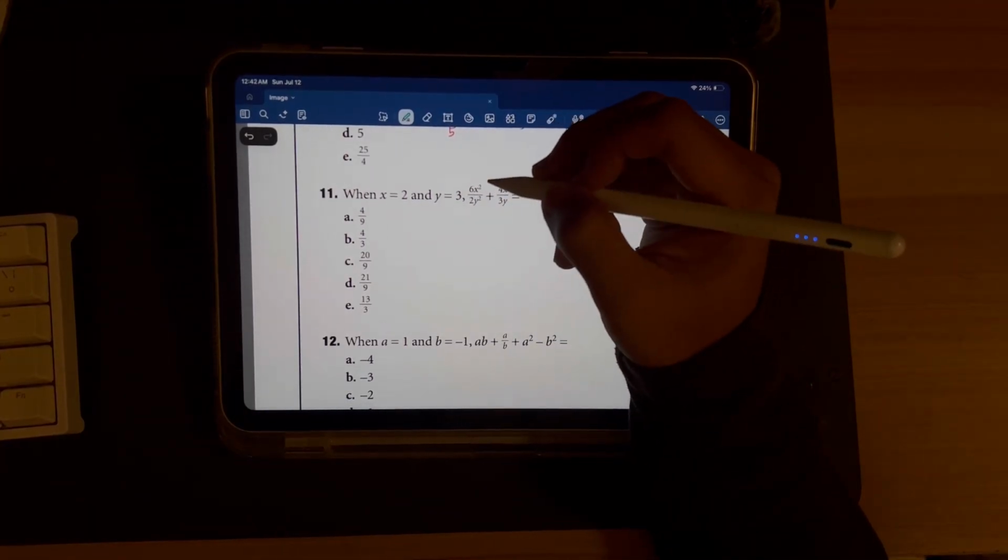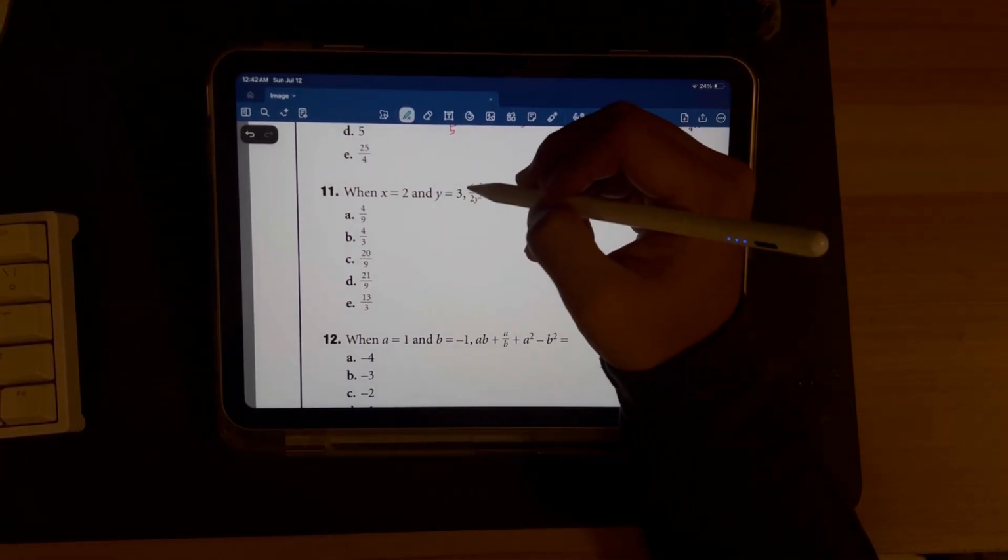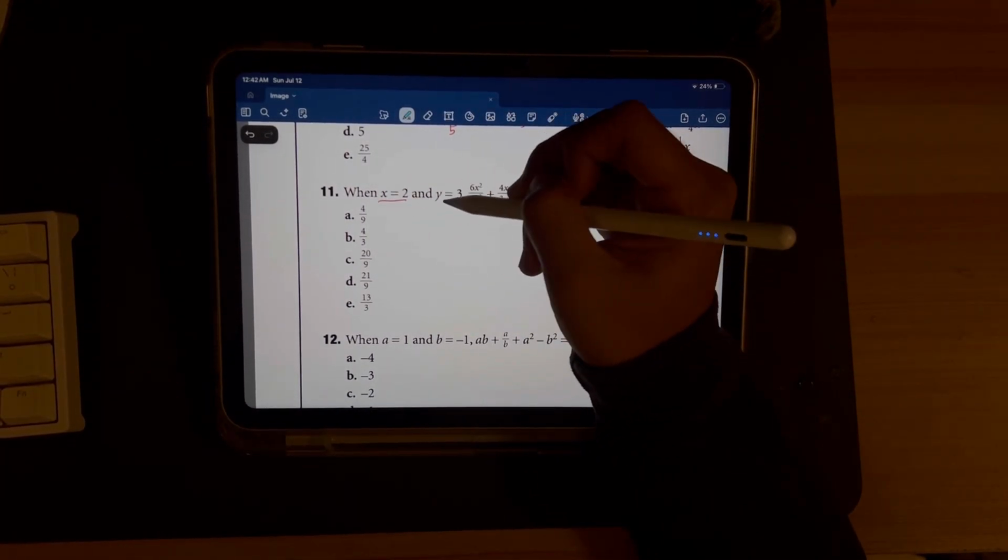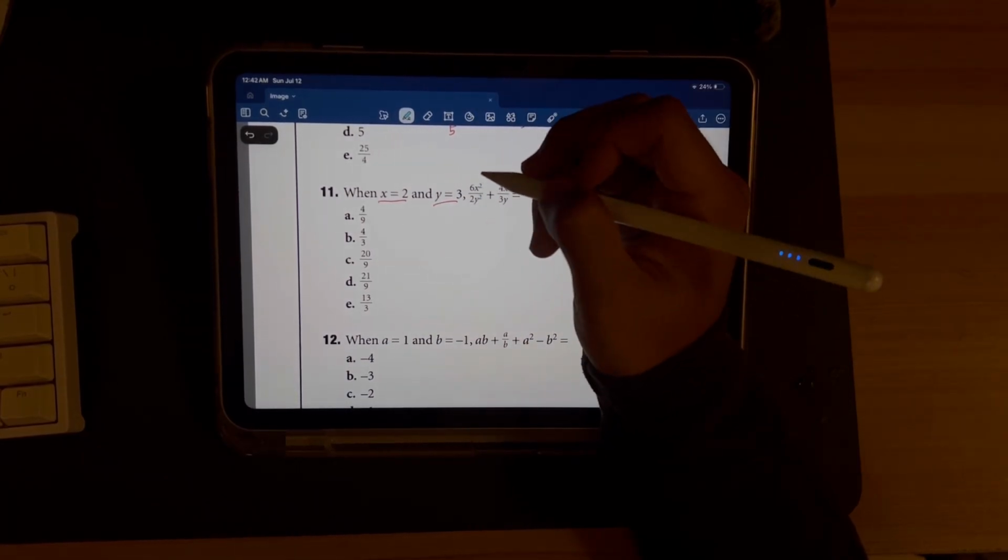Now for the 11th question, we are again asked to substitute values, again with two substitutions. So let's first rewrite.